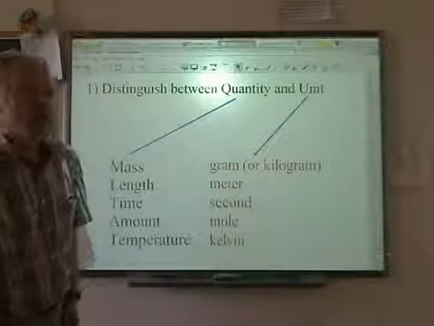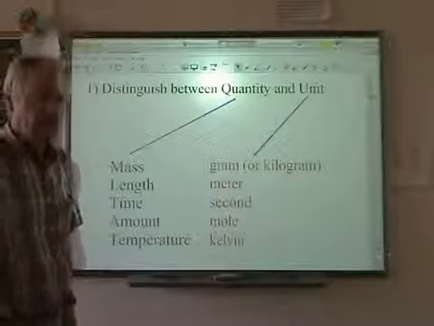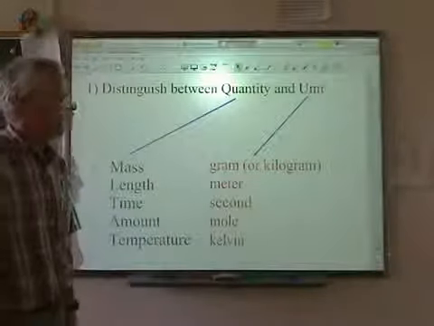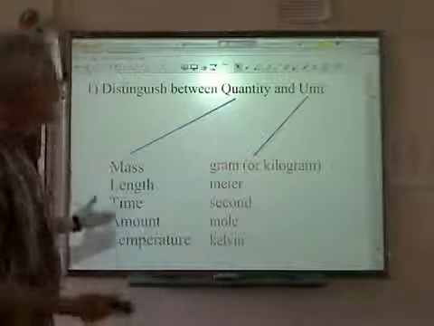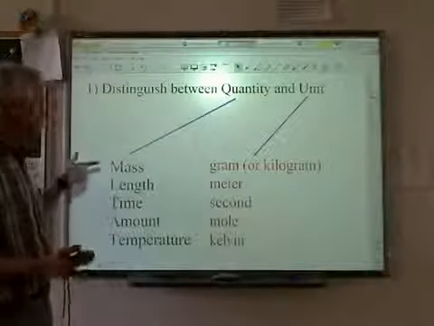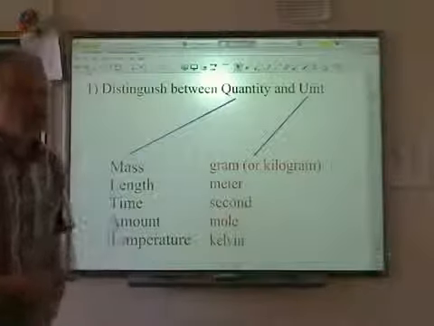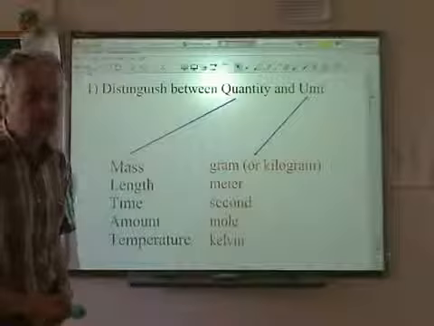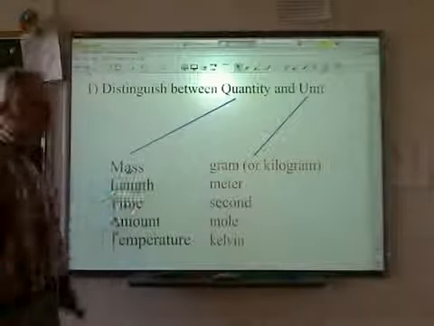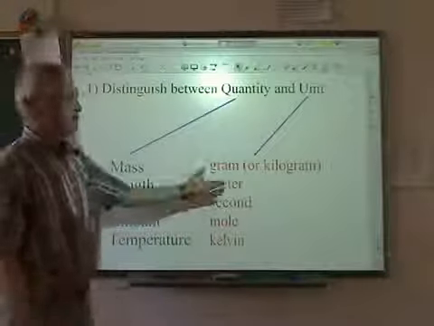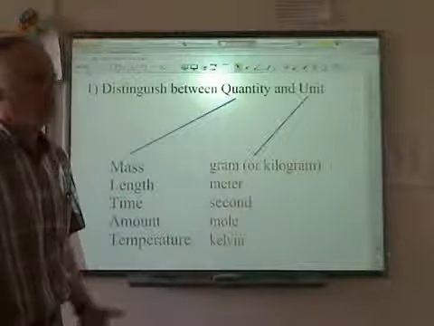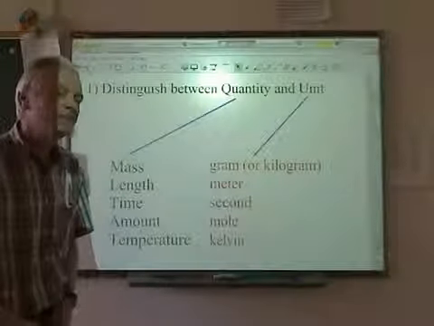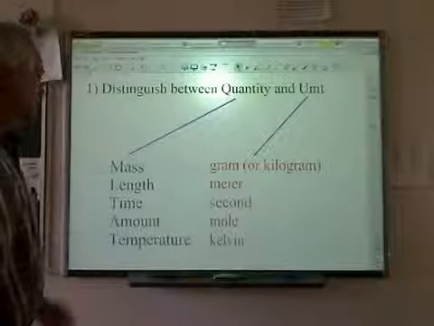We need to distinguish between the quantity itself, that property that we are measuring, and the unit that we are using to measure it. Perhaps the easiest example is the first one here, where we're talking about the property of mass. Mass could be measured in a whole variety of different ways by comparing the mass of an object to some other object. We have chosen to use then this unit, the gram or the kilogram, depending upon the amount of matter, to represent that unit.